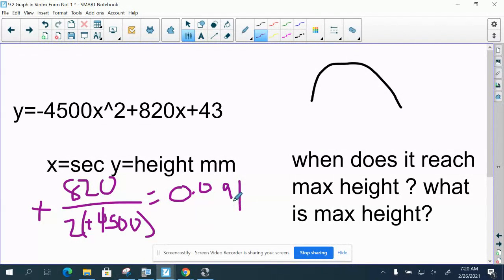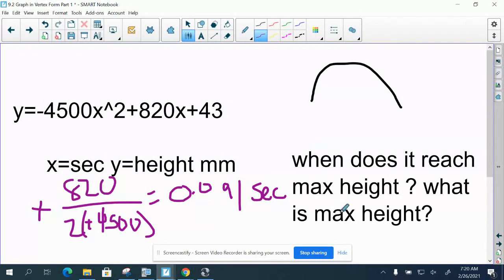And does it say rounding? It doesn't really give rounding directions, so that should be fine. So that would be the seconds that it reaches its maximum height. Okay, you wouldn't expect it to be too big, right? It's just a little spider.